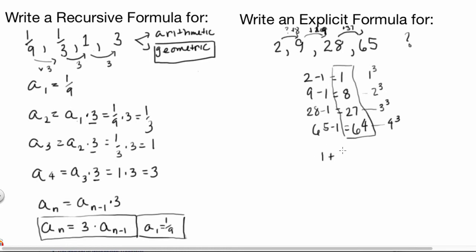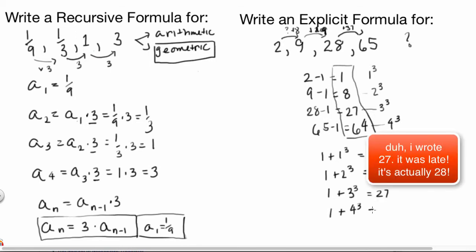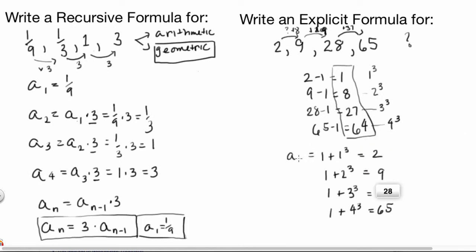Well, this is great. You're like, what does that do? Well, we just rewrite our equations over there. So 1 plus 1 cubed is 2. 1 plus 2 cubed is 9. 1 plus 3 cubed is 28. 1 plus 4 cubed is 65. Again, forgive me for having written that other mistake. But at least everything else works out.